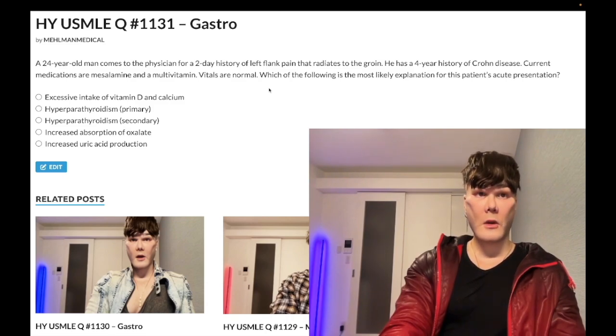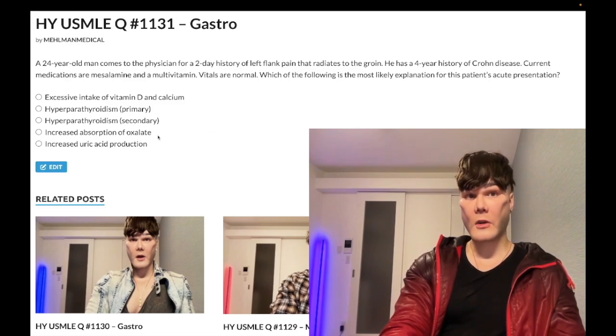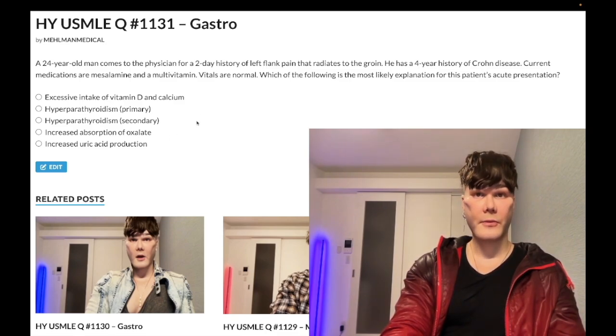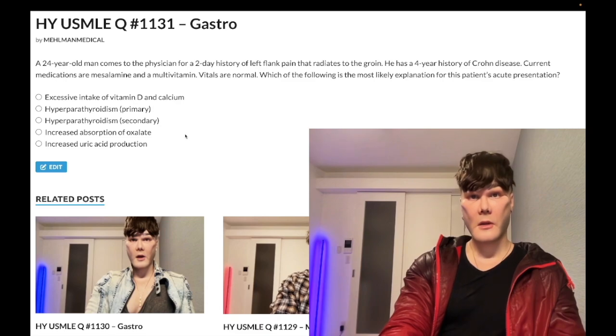Okay, so if that's confusing, all I want you to know is just you get increased absorption of oxalate in the setting of Crohn, and that can make its way to the kidney where you can get calcium oxalate urolithiasis. Okay, whether it's a kidney stone nephrolithiasis or a ureterolithiasis. They ask it on the USMLE.